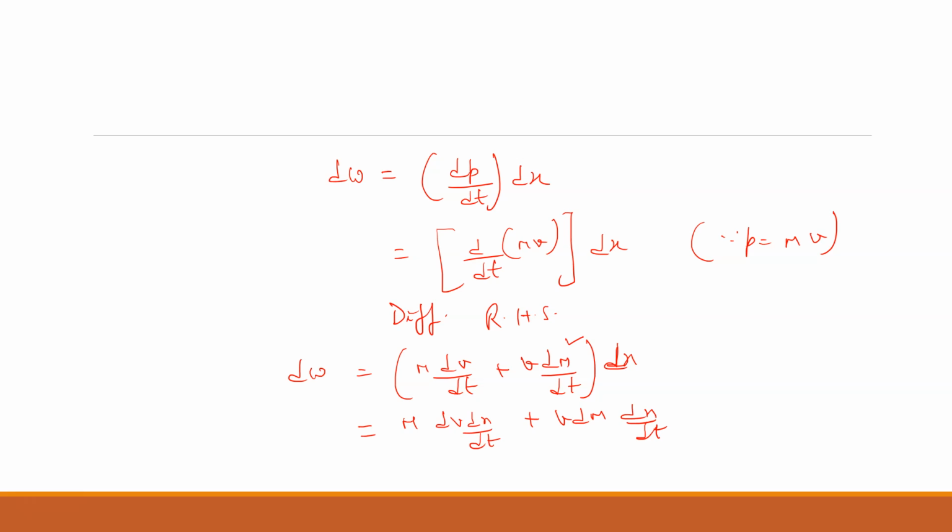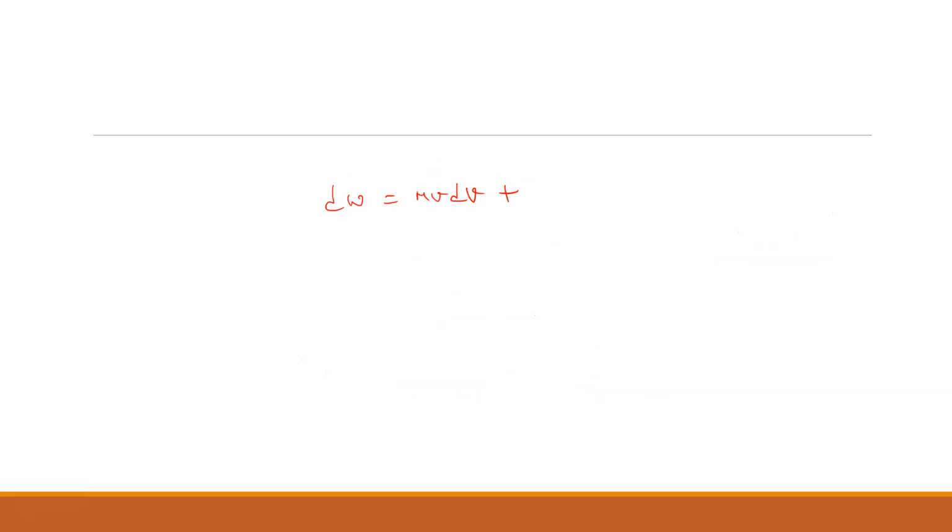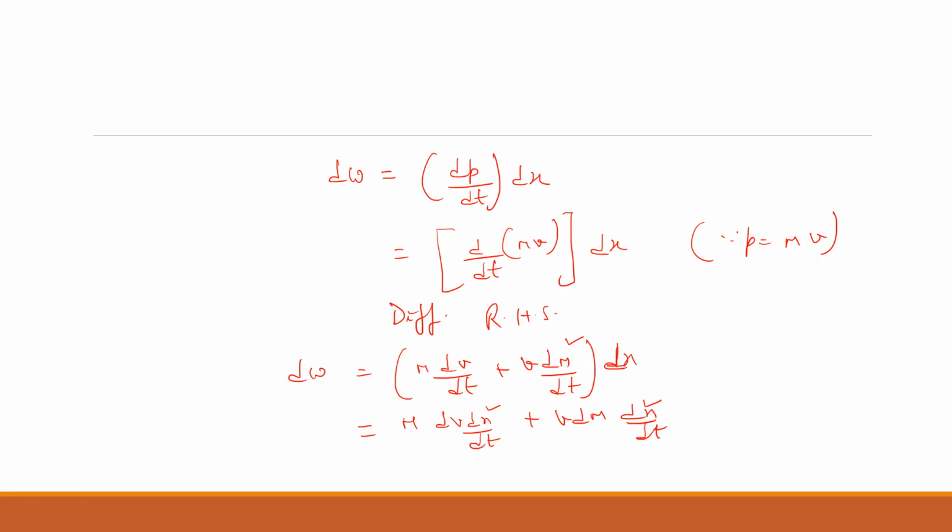Here m dv dx by dt, dx by dt will become v, so mv dv plus v square dm. This is equation number 2.